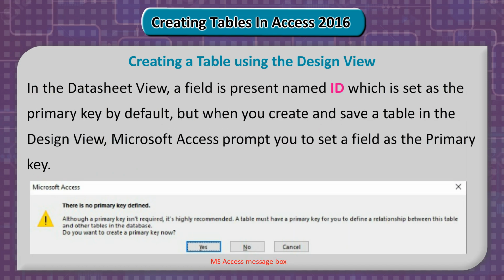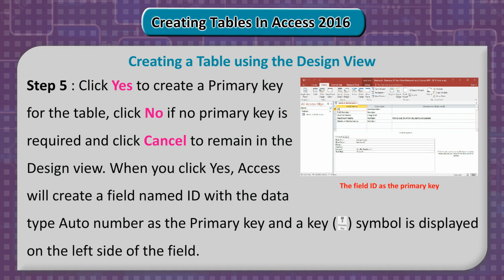In the datasheet view, a field is present named ID, which is set as the primary key by default. But when you create and save a table in the design view, Microsoft Access prompts you to set a field as the primary key. Step 5. Click Yes to create a primary key for the table. Click No if no primary key is required and click Cancel to remain in the design view. When you click Yes, Access will create a field named ID with the data type auto number as the primary key and a key symbol is displayed on the left side of the field.